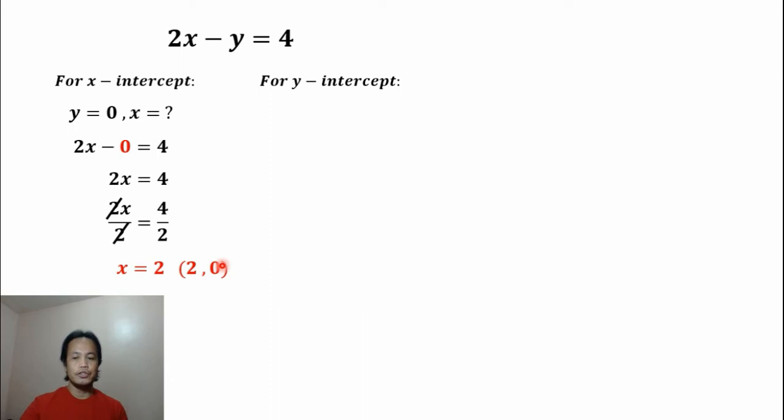Let's proceed to the y-intercept. In order for us to solve for the y-intercept, we do the reverse here. Since we have to solve for the y-intercept, our x is 0. When we solve for the y-intercept, we set the value of x to 0, the reverse of the x-intercept. So if x is 0, we need to solve for y. We use the same equation, 2x minus y equals 4. We substitute the value of our x, so instead of writing x here, we will have 2 times 0. Then we copy minus y equals 4.